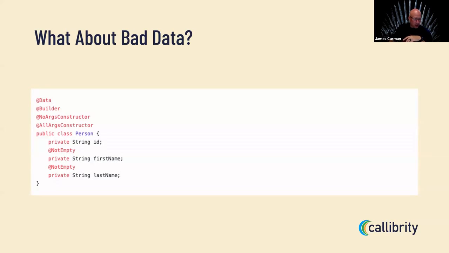Here, the two things you'll see are the not empty annotations. I'm just saying, basically, this says first name and last name are required. The not empty is actually two things. It's not null, and it can't be an empty string. So it finds both of those cases automatically. So we add that to it.